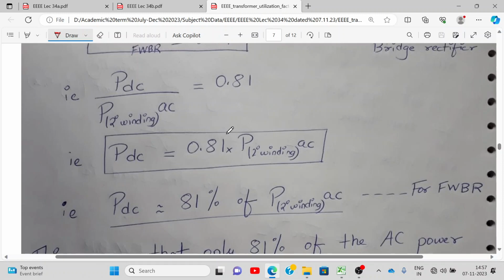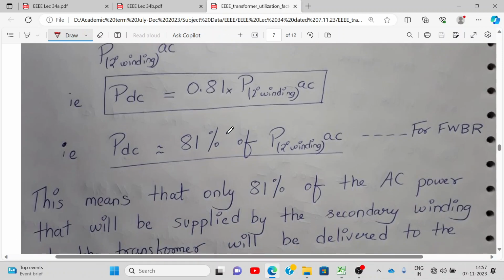Half wave rectifier is very poor because it was converting 28%. Here it is converting 81% of AC power to the output. So the transformer is utilized by 81%.